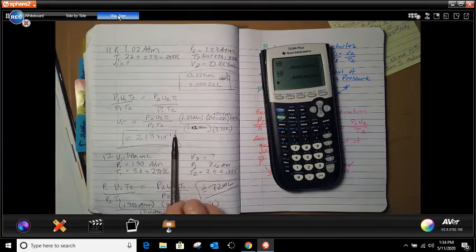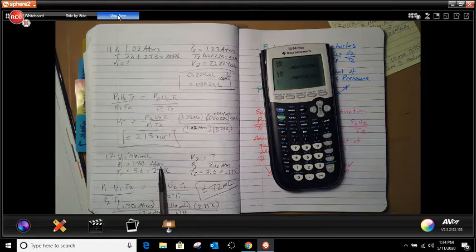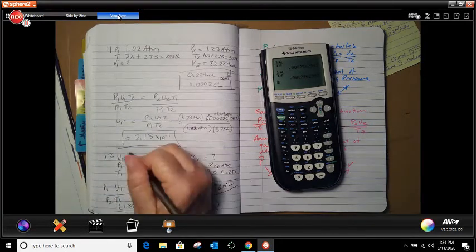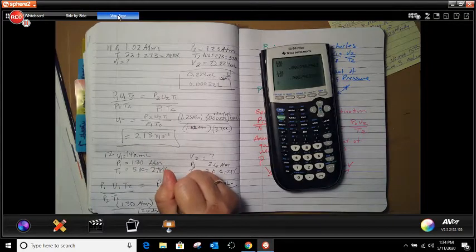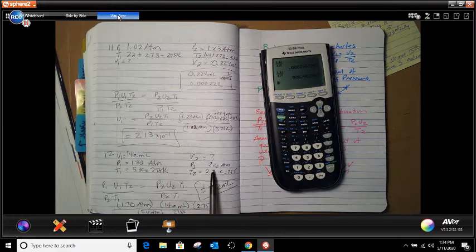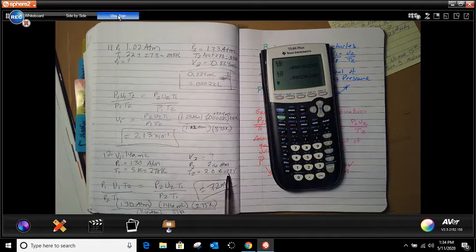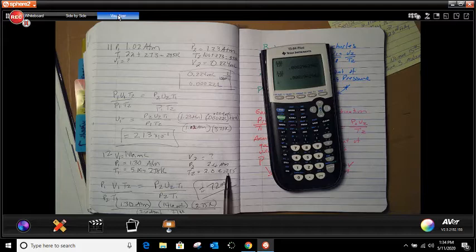Question number 12. A balloon contains 146 milliliters of gas confirmed with a pressure of 1.30 atm and the temperature is at 5.0 degrees Celsius. Convert that to Kelvin. If the pressure doubles, so what I did is I took 1.30 and multiplied it by 2, which I get 2.6 atm because it doubles. And the temperature decreases to 2.0 degrees Celsius, which means it goes down to 275 Kelvin.